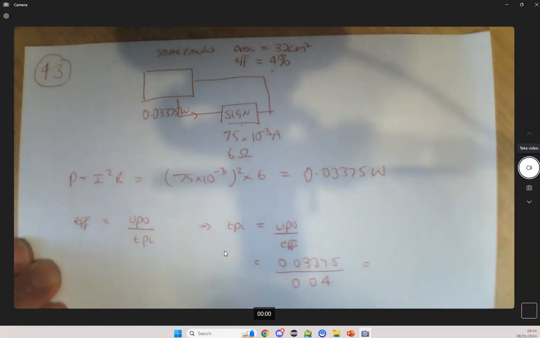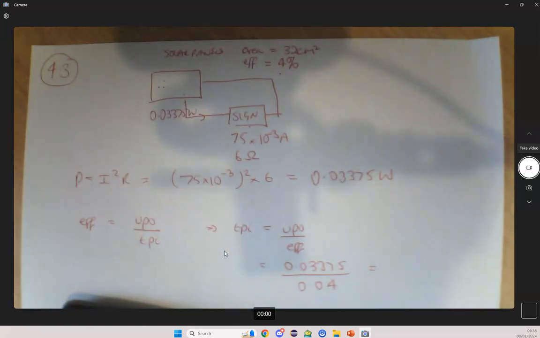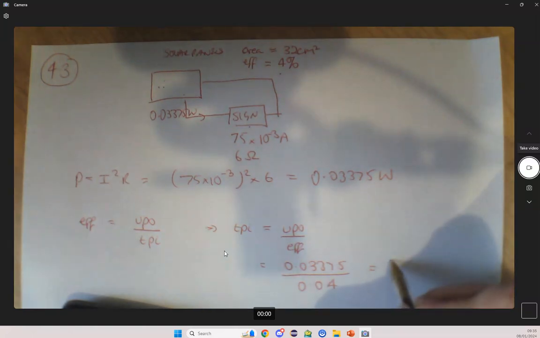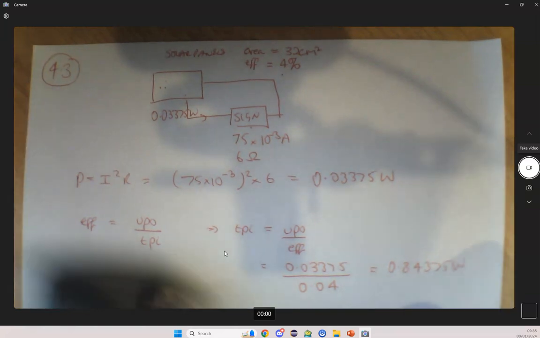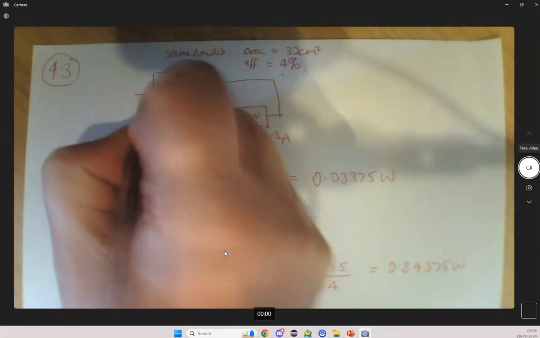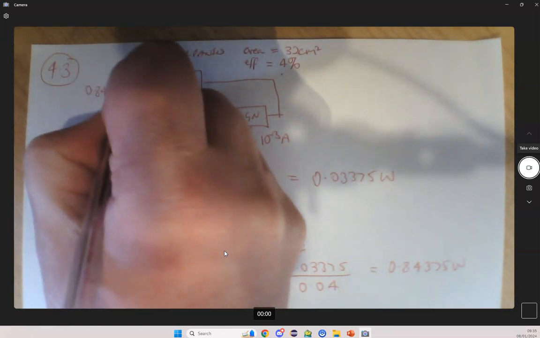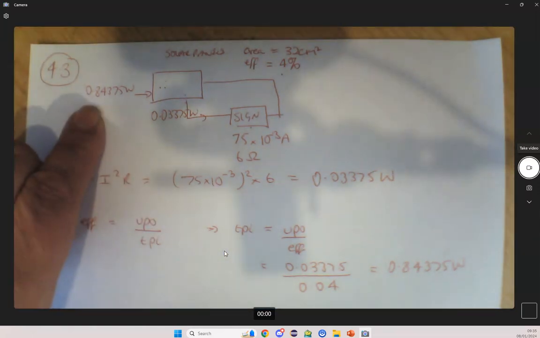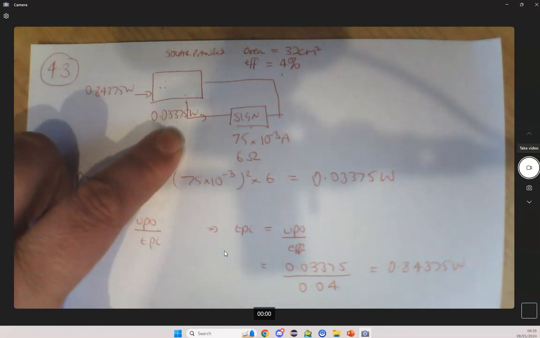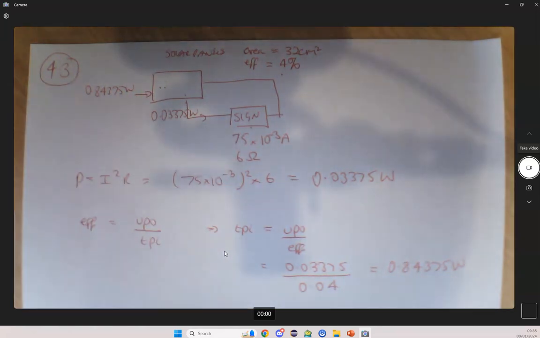That means my total power going into my solar panels must be, divide that by 0.04, must be 0.84375 watts. So going on into those solar panels is 0.84375 watts, which then at an efficiency of 4% gives me the 0.03375 watts that is needed to power the sign.